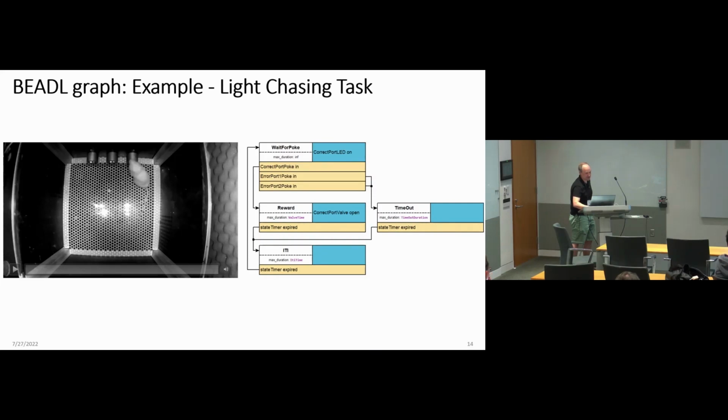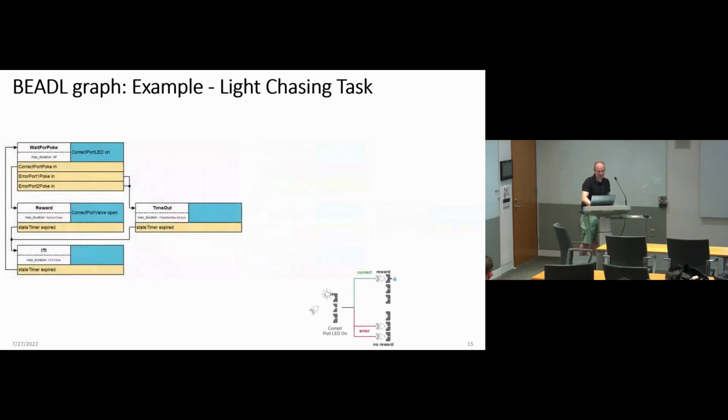I don't know why it's not showing up here. But you can see inside this picture now, we have 3 ports. Each one has an LED sitting on top. The light goes on, the animal has to poke in, collects the reward, and has to wait for 6 seconds until it was correct. If it was incorrect, there was a timeout period of another 6 seconds.